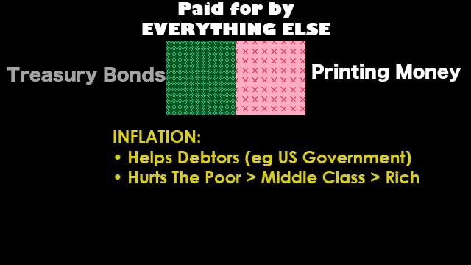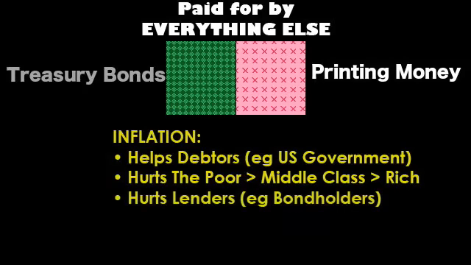Stocks and property tend to rise in price along with everything else. Therefore, people who have their savings in stocks or hard assets aren't as affected by inflation. However, the less wealthy the individual, the more they deal in cash. It is in this way that inflation affects the poor more than the rich. In addition, by helping debtors, you are by definition hurting lenders. This includes those who own treasury bonds.